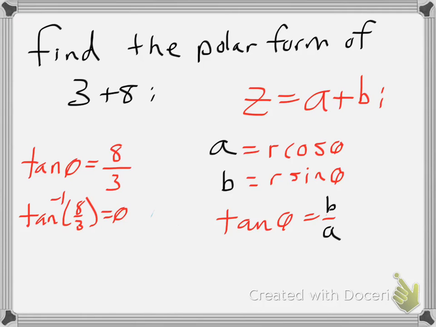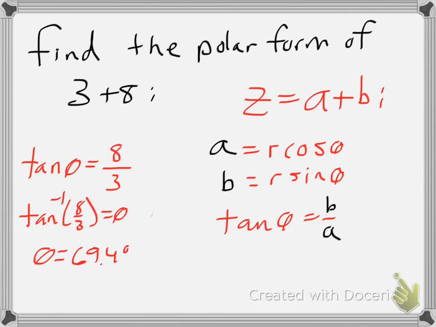So when I take the inverse tangent of 8/3, that doesn't fall under one of our two triangles, our 30, 60, 90, or our 45, 45, right? So I would use a calculator here, making sure I'm in degree mode, and it would give me 69.4 degrees, rounded. So now I have my value for theta.